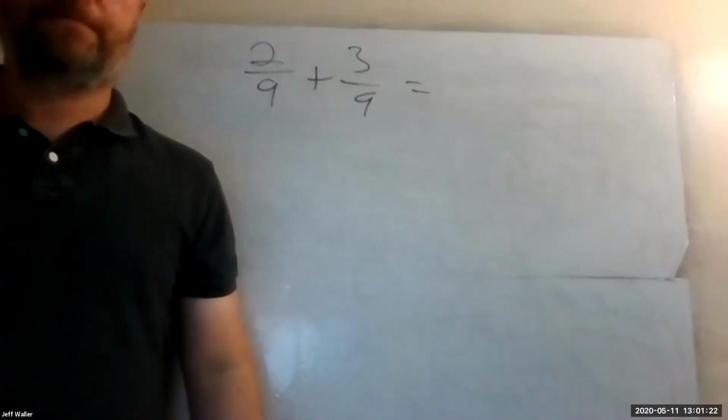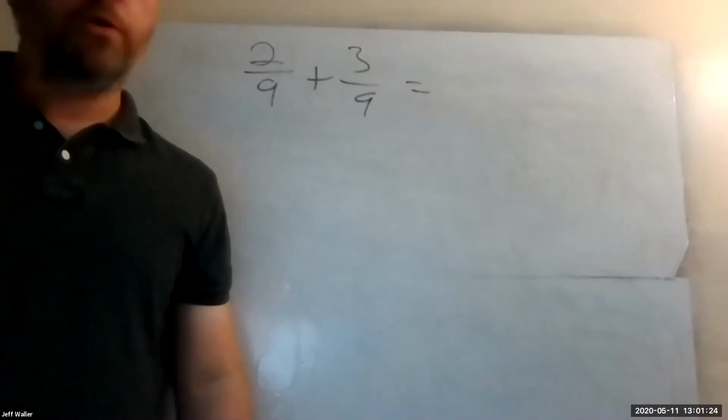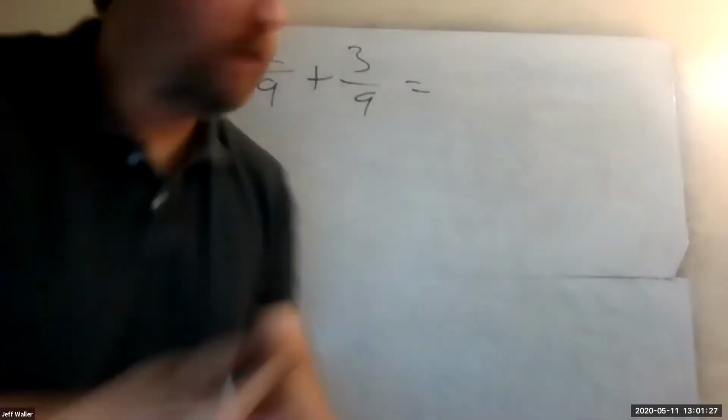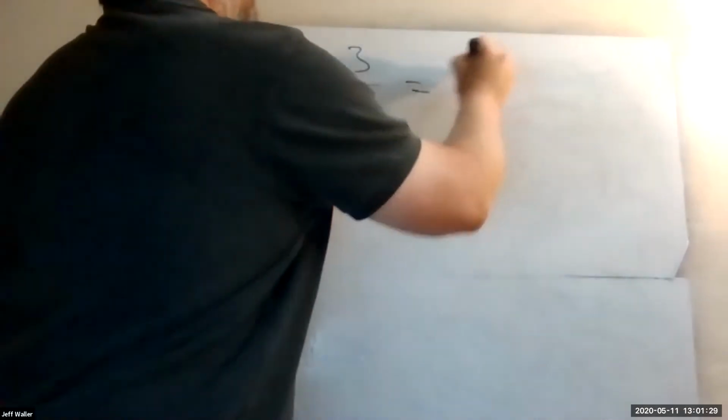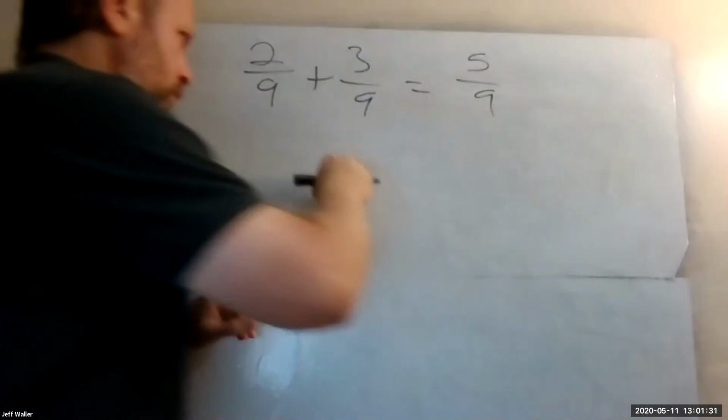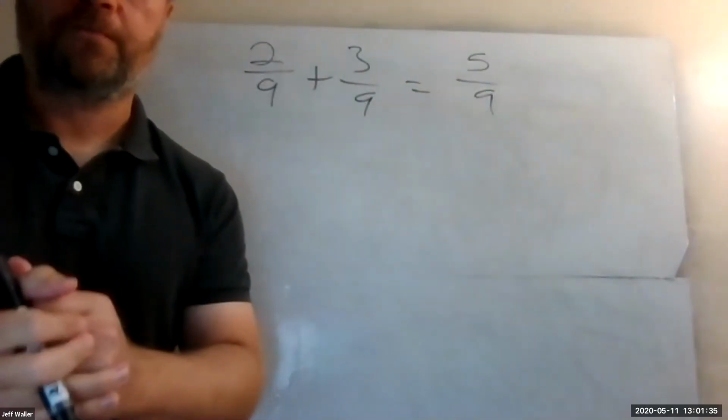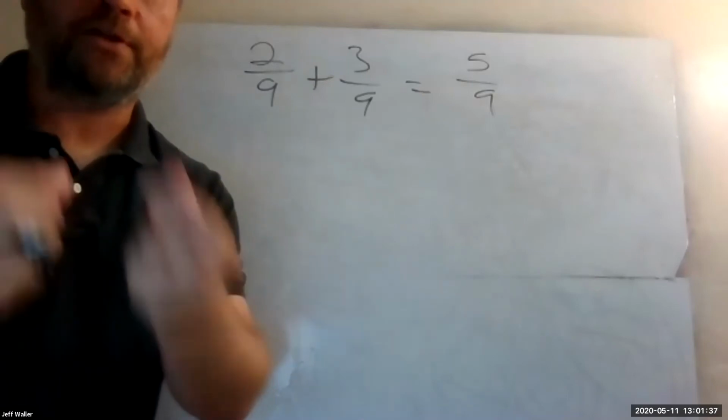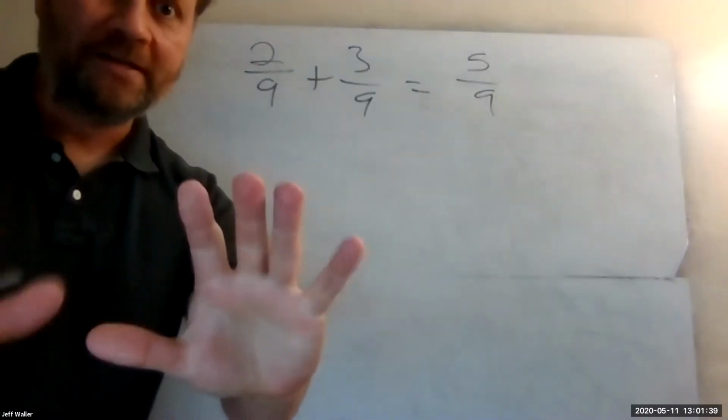Anybody? 5 over 9. Add 2 plus 3. Why am I allowed to add these? Because 2 ninths plus 3 ninths is 5 ninths. It's just like terms. But I need like denominators so that they are like terms, correct?